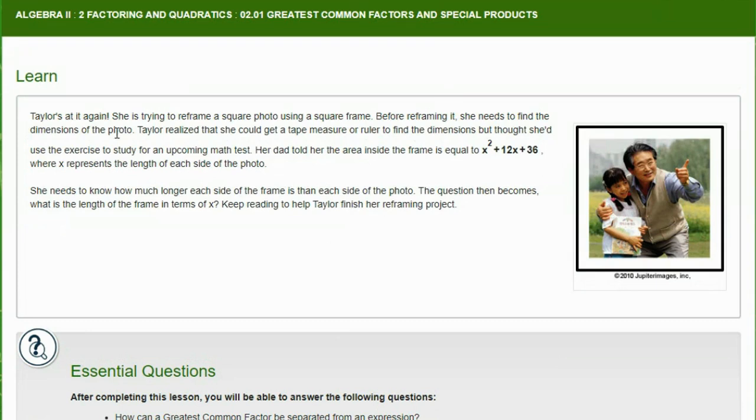Oh, Taylor's at it again. She's trying to reframe a square photo using a square frame, but before reframing it, she needs to find the dimensions of the photo. She said she could get a tape measure, but she thought she'd use the exercise to study for a math test. So her dad told her the area is equal to x squared plus 12x plus 36, where x represents the side length of each side of the photo since it's square. She needs to know how much longer each side of the frame is than each side of the photo, so she knows how much matting to use around there, the blank space.